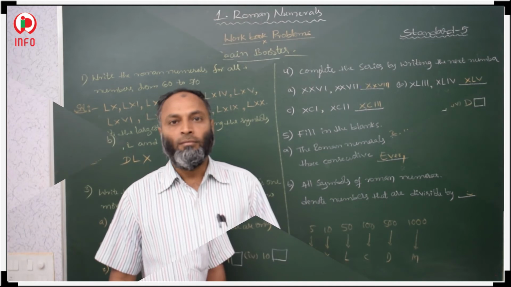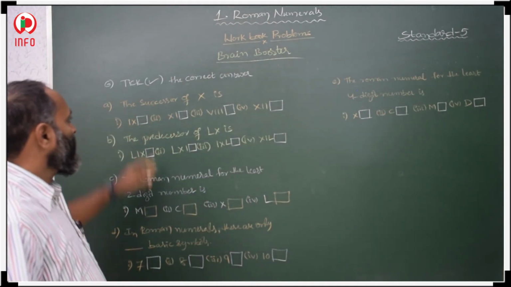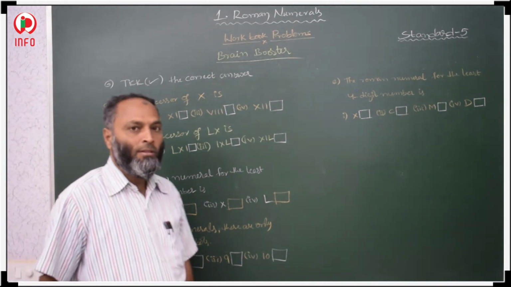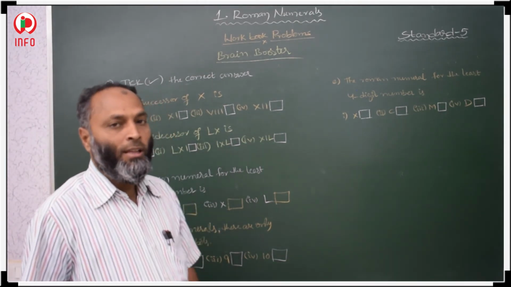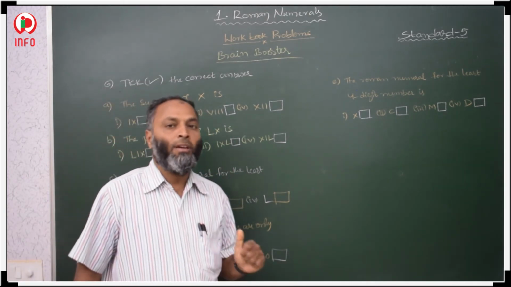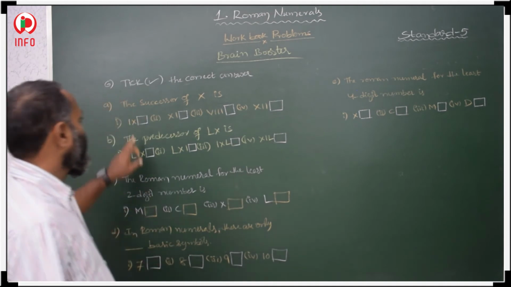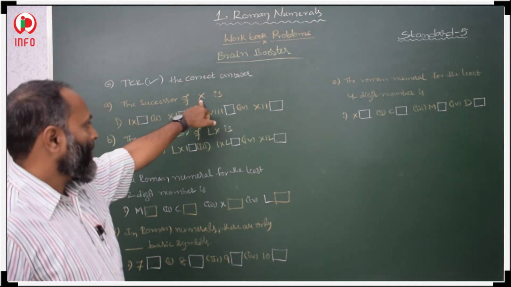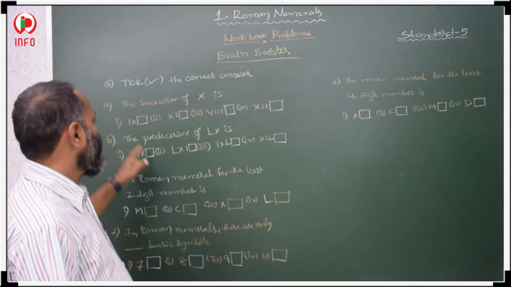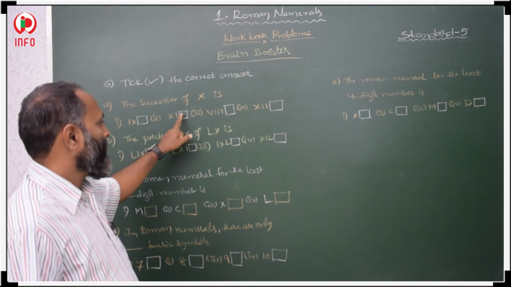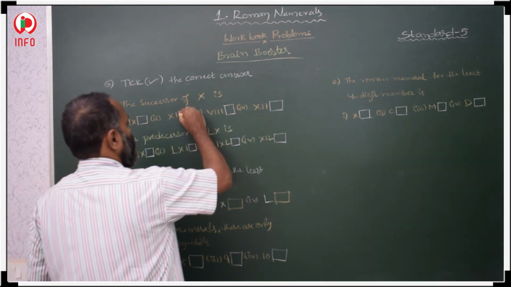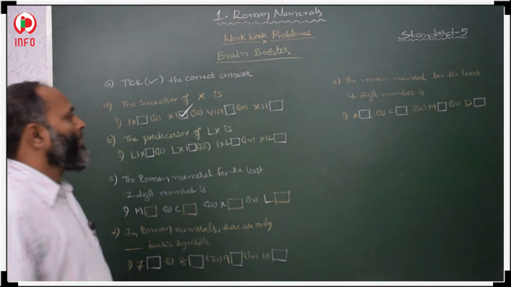Okay. Now take the correct one, the right answer. Here some multiple choice questions are given. 4 answers are given, and one answer is correct. Whatever is the correct answer, we have to tick. The successor of X, which means 10. The successor of 10 is 11. So where is 11? This is 9, this is 11, this is 8, this is 12. Which one is 11? This one is your right answer.